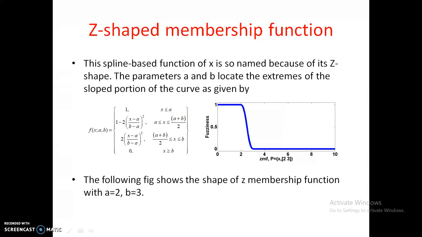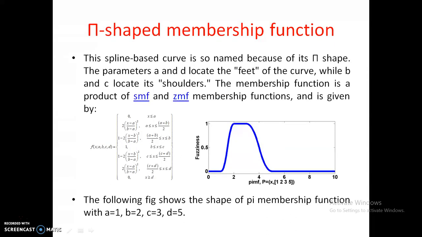Now let us move on to the pi-shaped membership function. This is simply the product of the S-shaped membership function and the Z-shaped membership function. That's all. Not more than that. And based on that only, the formula will be obtained. It's very simple. Here I need to provide four values. Here I have provided value A as 1, B as 2, C as 3 and D as 5.